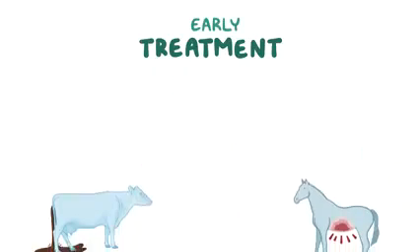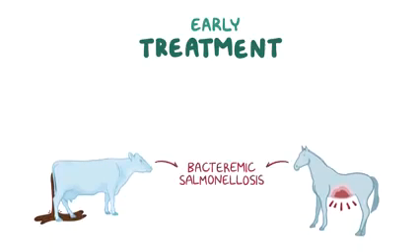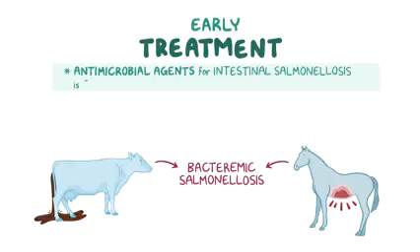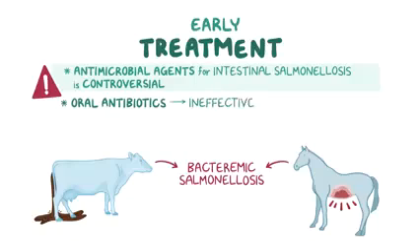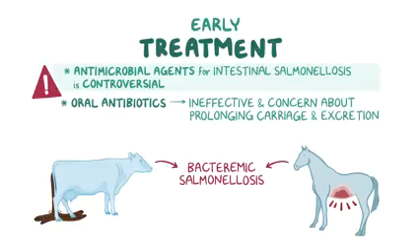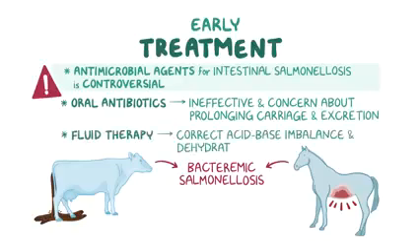Early treatment is essential for bacteremic salmonellosis in animals, but use of antimicrobial agents for intestinal salmonellosis is controversial. Oral antibiotics may be ineffective, and there is concern about prolonging carriage and excretion of the organism. Fluid therapy to correct acid-base imbalance and dehydration may be necessary.